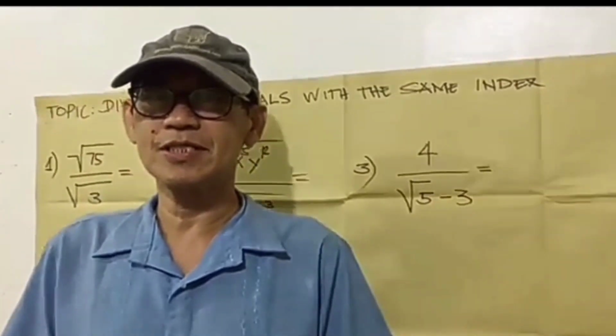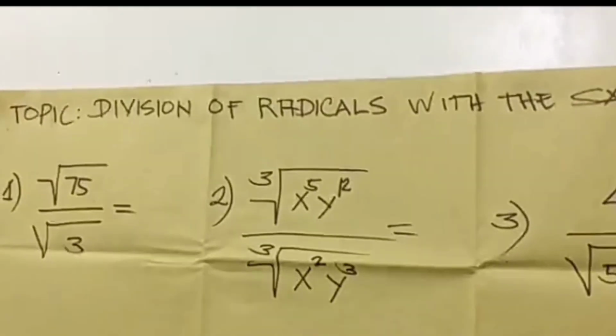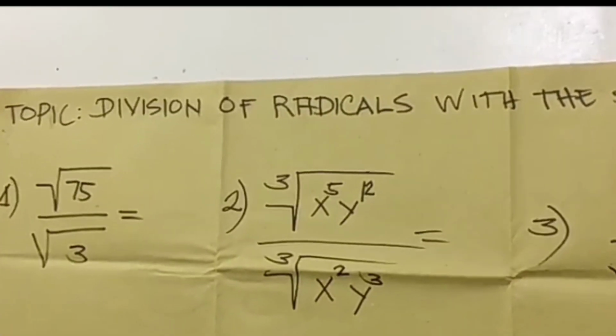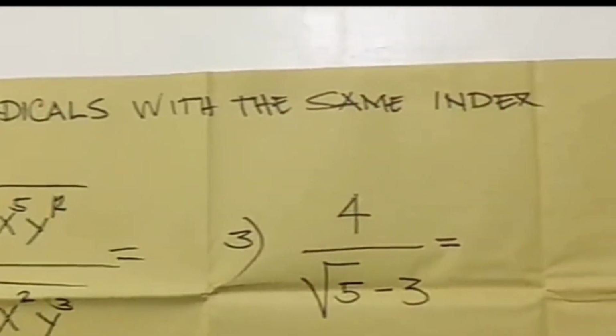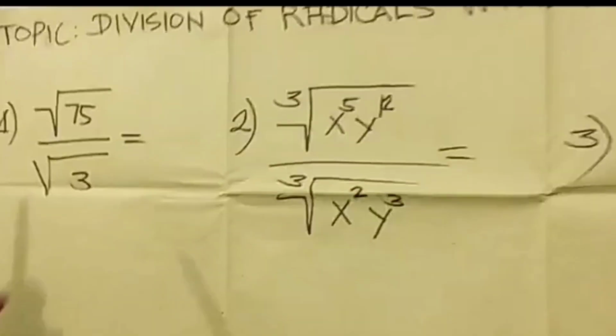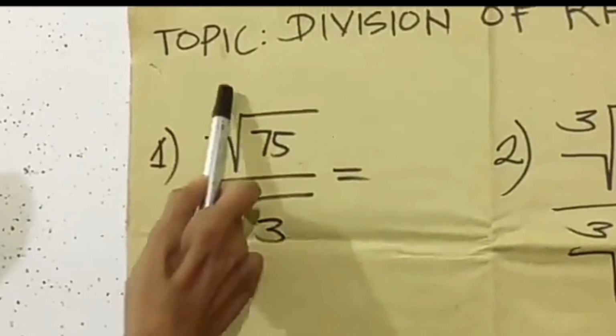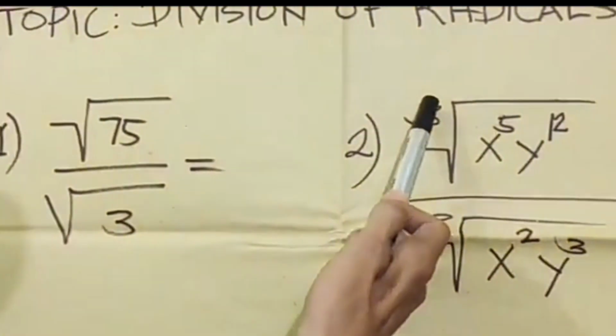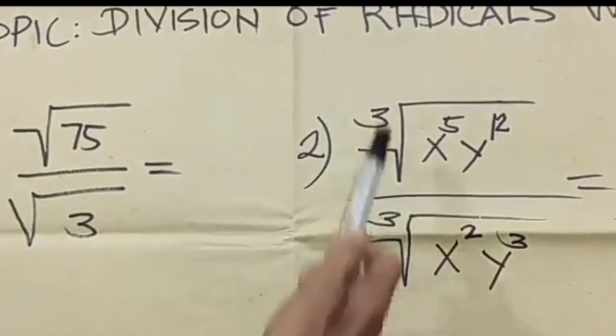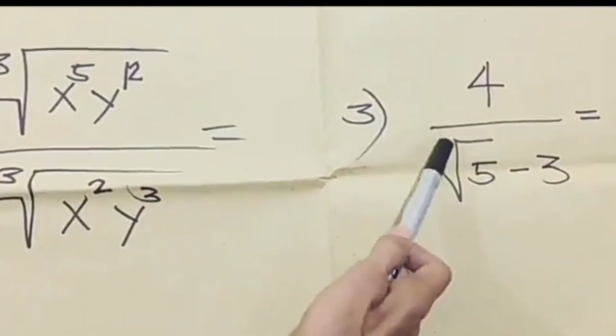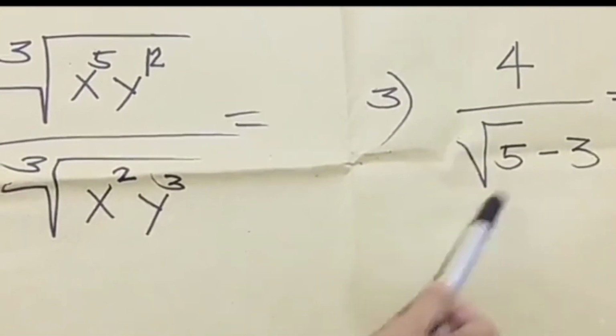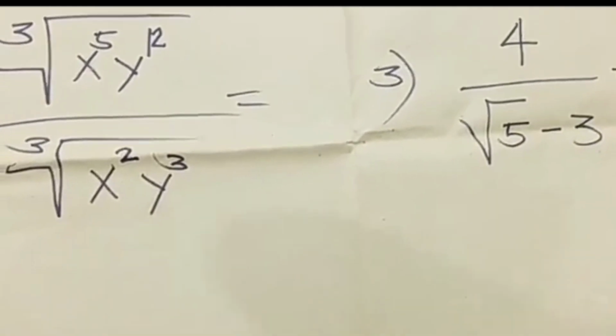Welcome to my channel, and our topic today is about division of radicals with the same index. The same index here means the index is 2, and another example has the index 3. And the other example is radicals whose index is also 2, which is at the denominator.